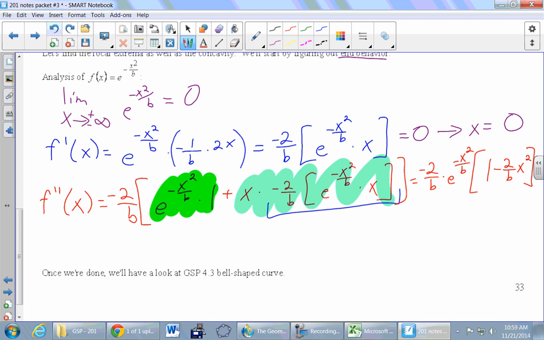Again, x equals 0, is it called a critical point or point of inflection? That's a critical point. So we'll name it as such. Critical point.